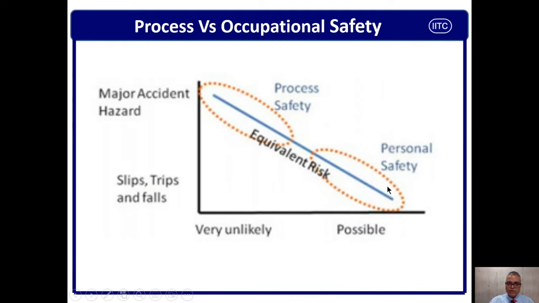If you go down below here, that means it shows that it is high probability, high in numbers. At the same time, if you see the corresponding x-axis, these are slip, trip injuries, and this kind of injuries. So this graph shows that for personal safety or occupational safety, the possibility is very high, whereas the severity is low compared to process safety. Now we are talking about process safety.